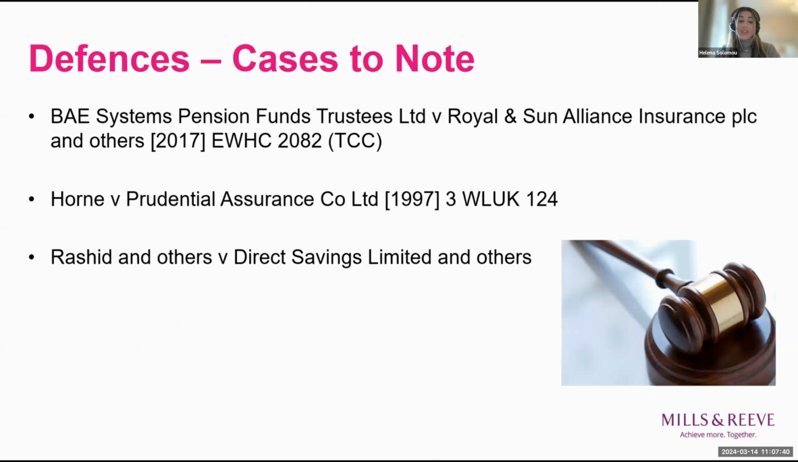So in relation to the defences, there are a few cases to note, and I'll talk about the first two that are up on your screen now as an illustration. So in BAE Systems, there was an insolvency exclusion in the policy. The proceedings in this case concern the alleged defects in works carried out by the third defendant under a subcontract who then went into administration.